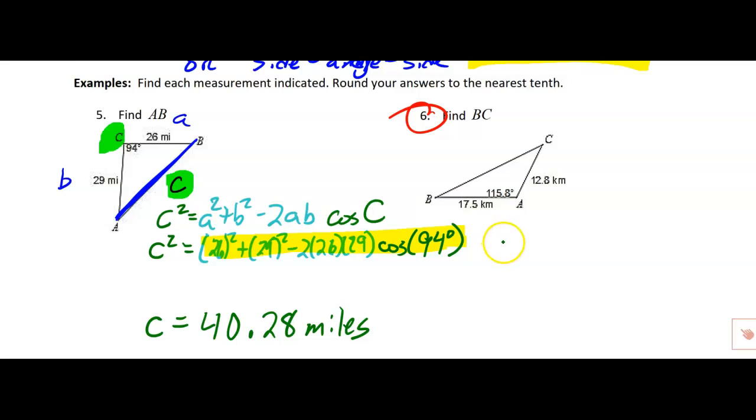Your answer should have been that side A is 25.79 kilometers. I think I checked most people, and I think most people got this correctly. So that's your answer, okay?